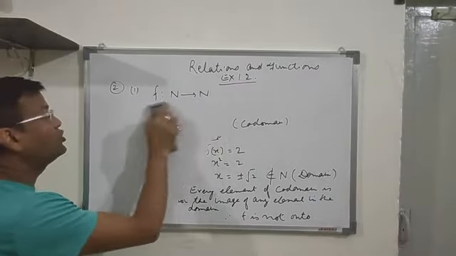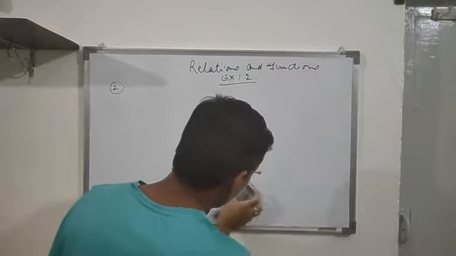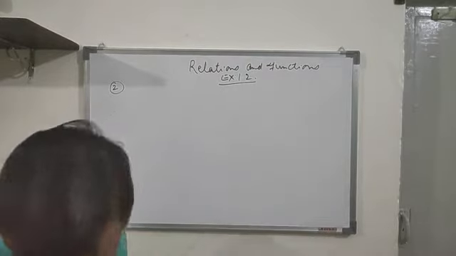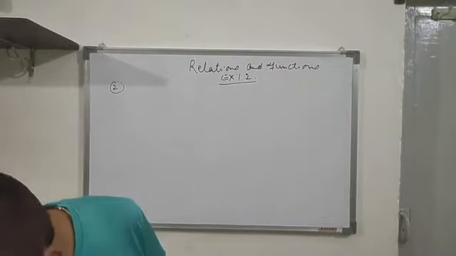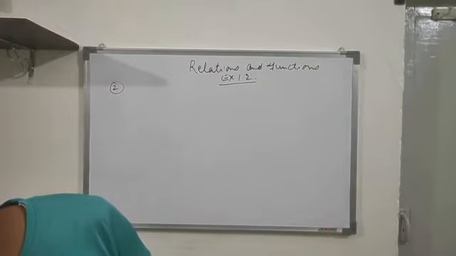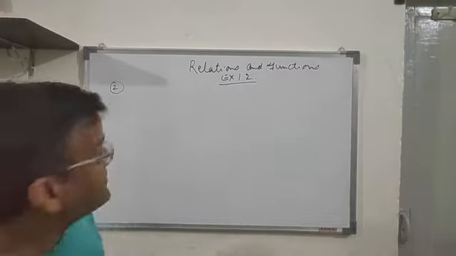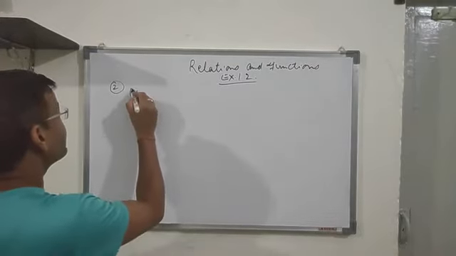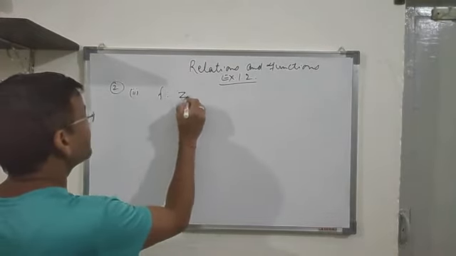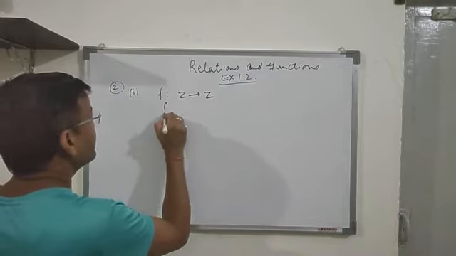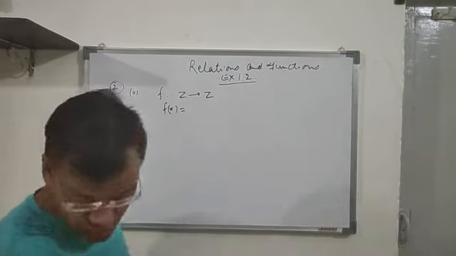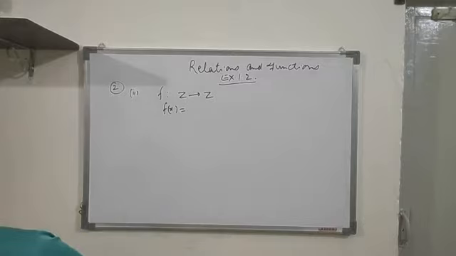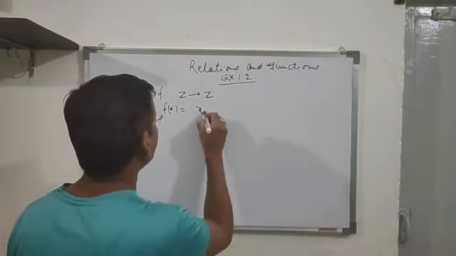So I'm coming to the next example, question number 2. Let me take this. It is the set of integers. Let us take the set of integers here, instead of natural numbers. It is f from Z to Z, defined as f(x) equals x square. It is the same as x square.